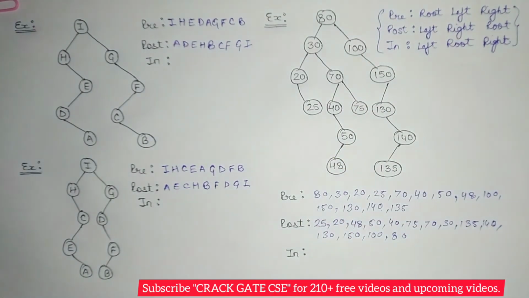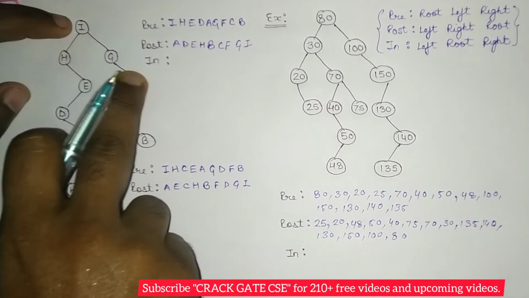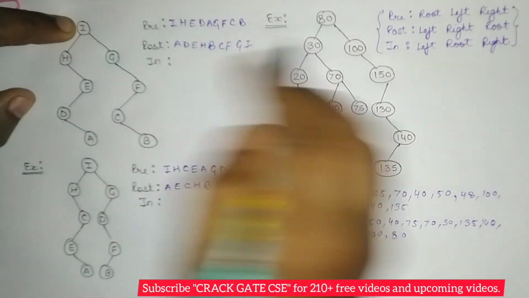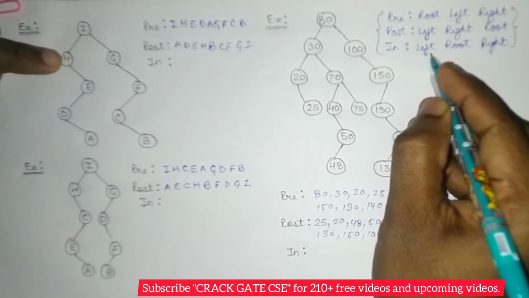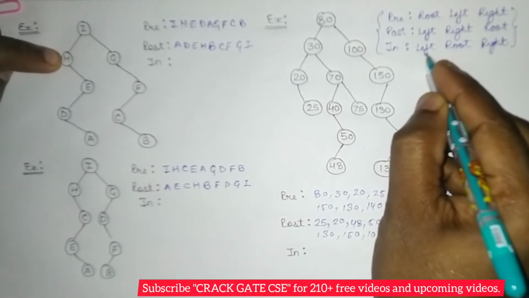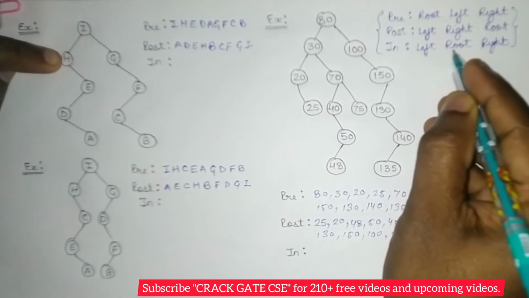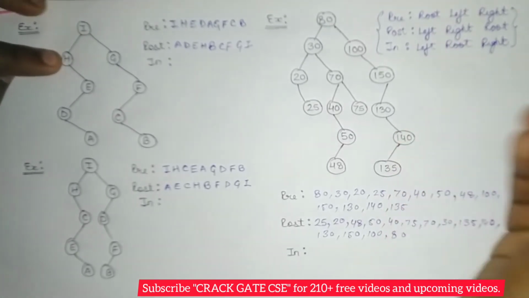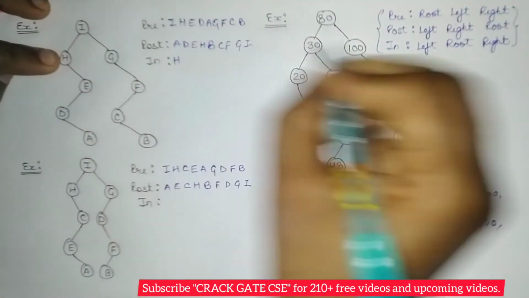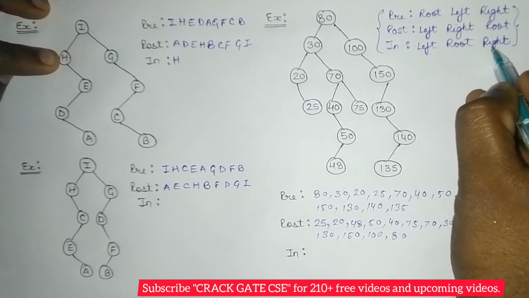The in order condition is, first you have to move to the left, then you have to print the root, then you have to move on to the right. So how we can do it? Again start with the first question. Move on to the left. So we moved on to the left, right? So for H there is no left, then we have to print root. That means first we check left, so there is no left, then we print root, so H will be printed. And once root is printed, then we move on to the right.